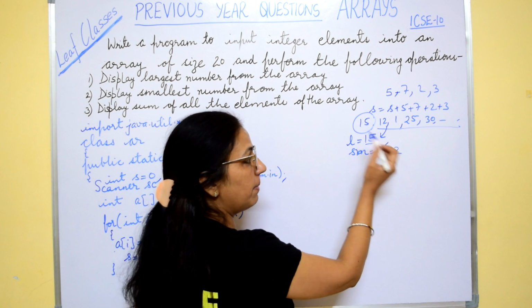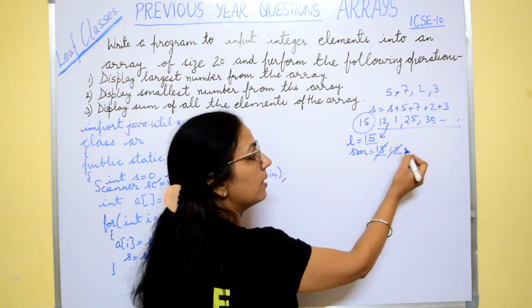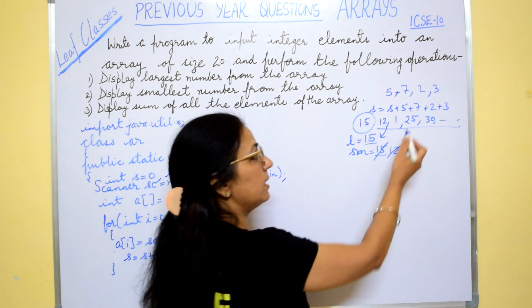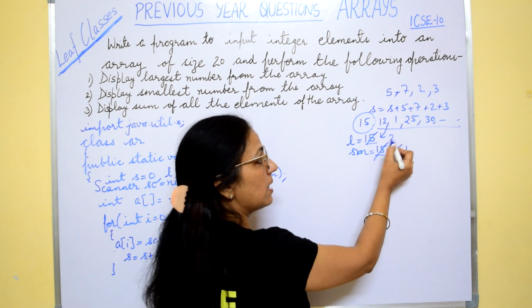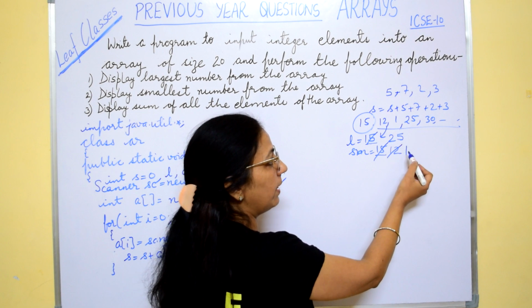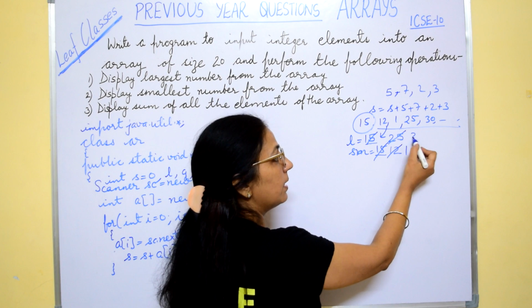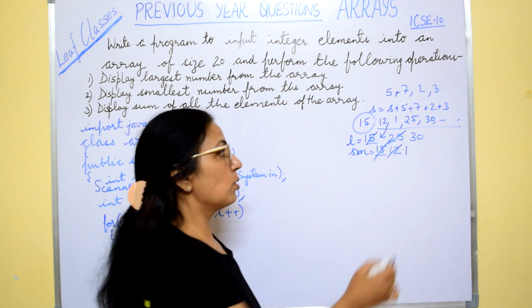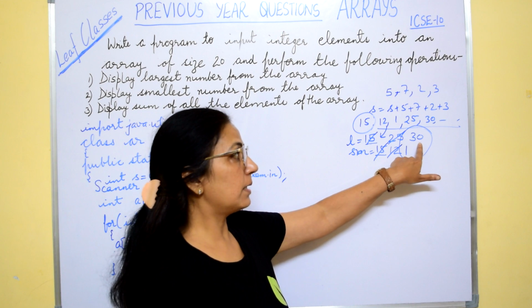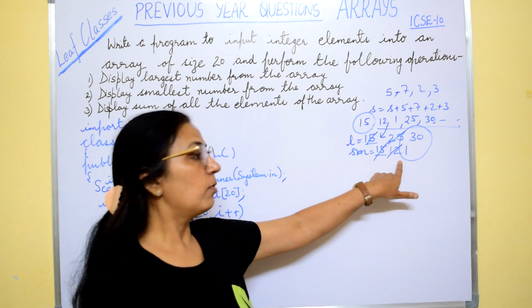No. It will remain 15. Is 1 less than 12? Yes. Now the new smallest value is 1. Similarly, is 25 more than 15? Yes. Now the new largest value is 25. Then is 30 more than the largest? Yes. So in the end, what we are getting from this list, 30 is the highest and 1 is the smallest value.